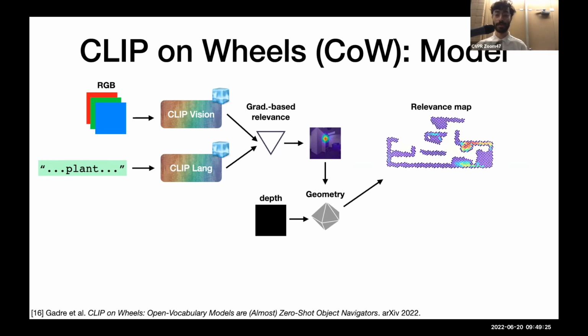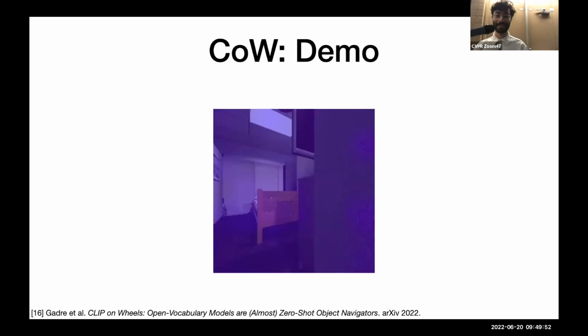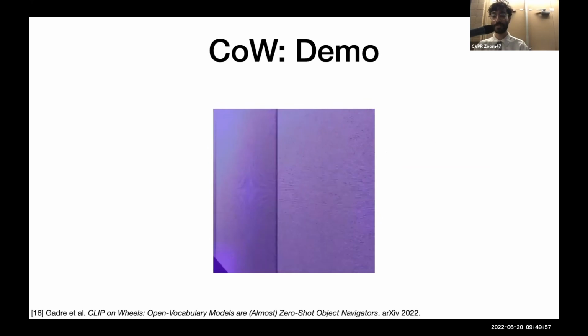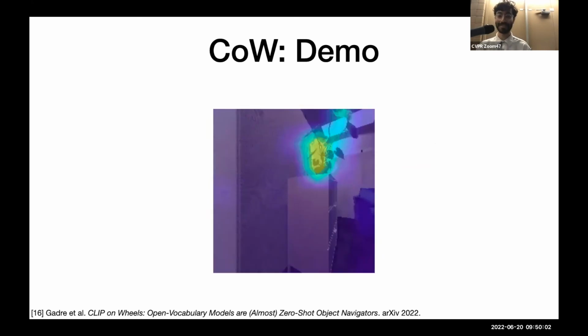And so now we can ask the question, should we explore or should we exploit? If we are confident that we've found this object, in this case the plant, then we just plan to it using a planner. And if not, we just explore some more. So arguably this is a little bit of a hack, but the cool thing is that you don't really have to train. And I have a short little sequence here where we're looking for the plant. We're going to explore around. Oh, we found it. And now we go into planning mode and we just move there.